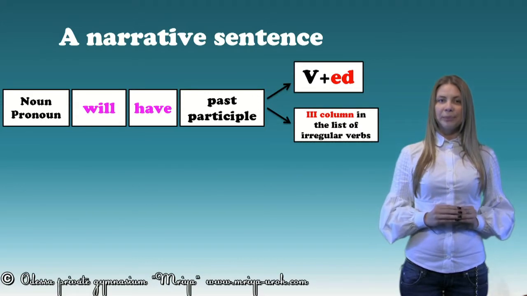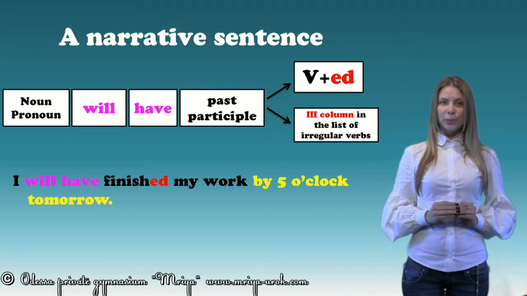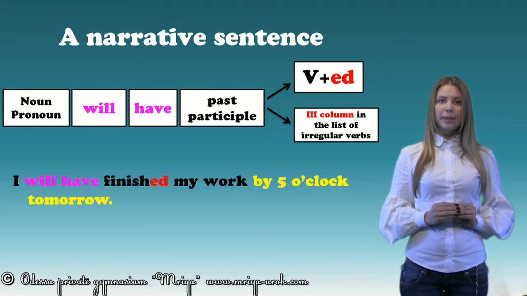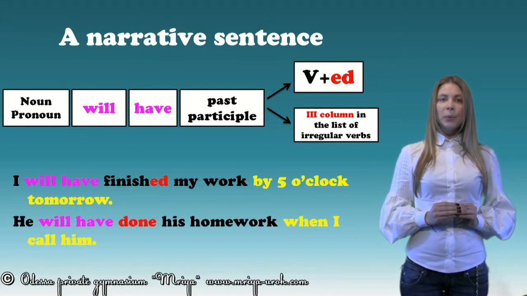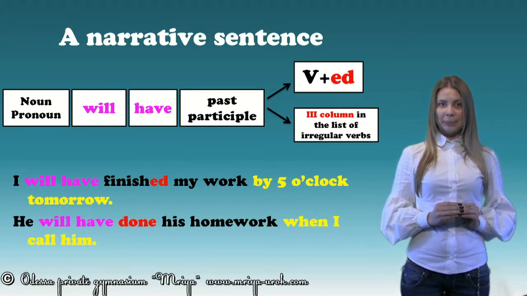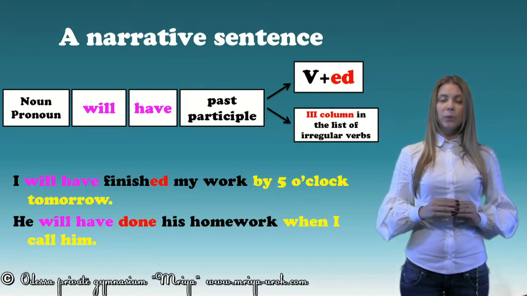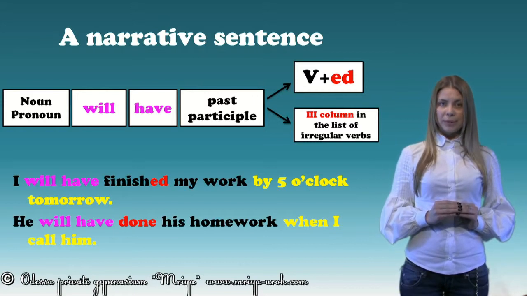For example, I will have finished my work by 5 o'clock tomorrow. The verb to finish is a regular one, that's why we add ed ending to it. Or, he will have done his homework when I call him. The verb to do is an irregular one. That's why we found the 3rd form in the list of the irregular verbs.